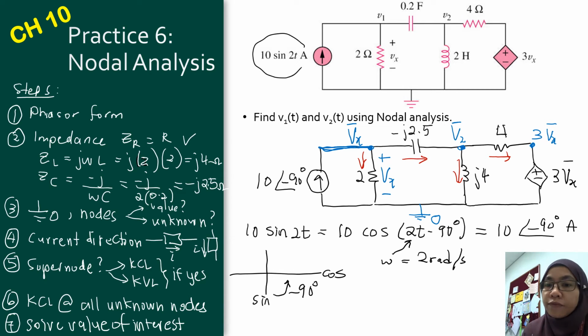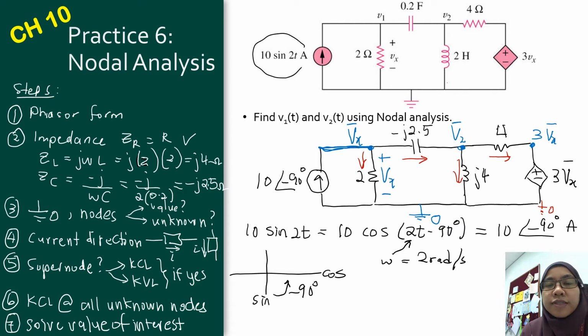But in our circuit here, we do have a voltage source, but this voltage source is attached to a reference point, which is a known value. But the other side, we have a 3 Vx. That one is also a known value. Since we don't have any supernode, then we do not need to apply KCL or KVL at a supernode.